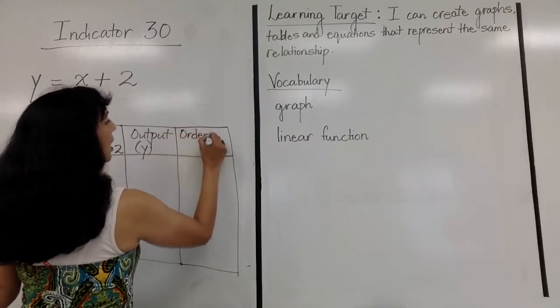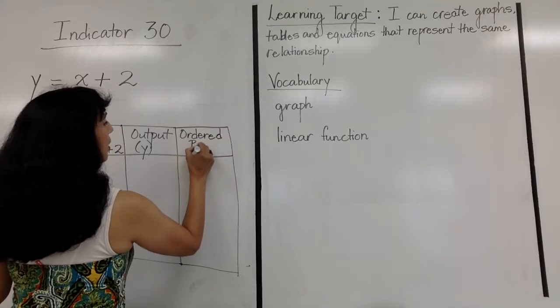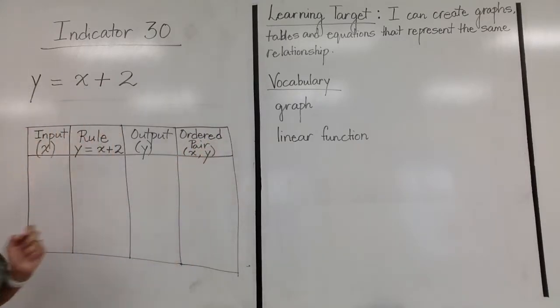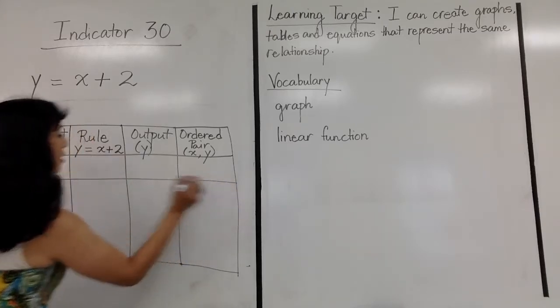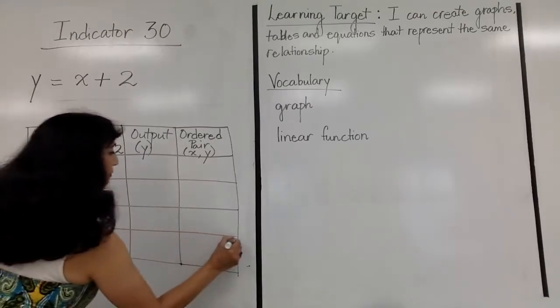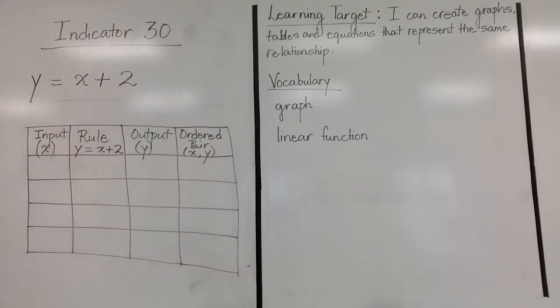We've done coordinate graphing before, so the ordered pair comprises x and y. Now I am going to give some values. Please have at least 4 values in order to plot your graph. So if x is 1, if x is 2, if x is 3, if x is 4. I'm choosing these values because I just have a rule right now.